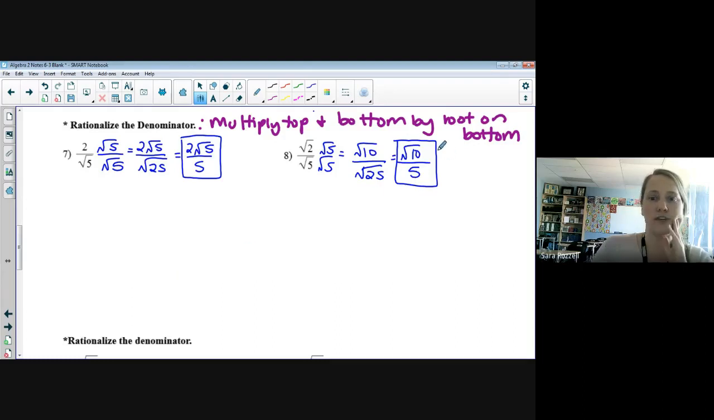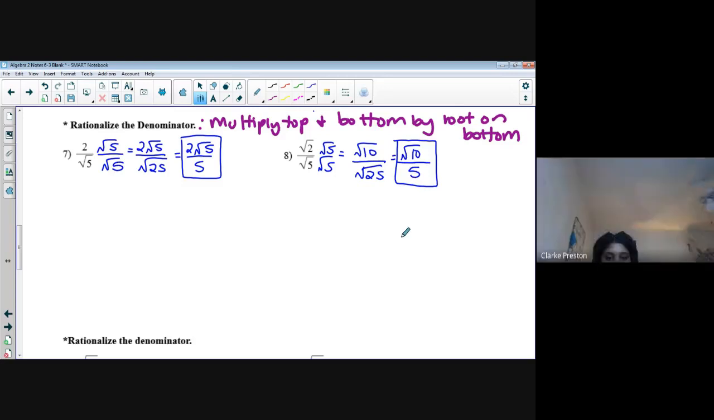And you always want to check on these problems when you get to the end to see if you could pull a perfect square out, like we could with 8 or 12 or 27. But 10 doesn't have a perfect square in it. But you do want to check those just to make sure.